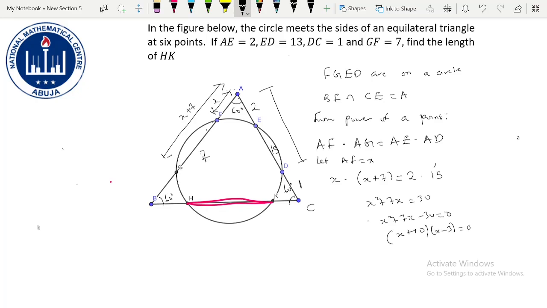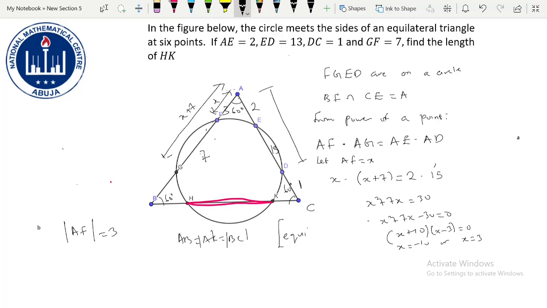You know X is a length, so X is minus 10 or X is 3. But X cannot be negative, so X is 3. So AF is equal to 3, right? So this is 3, this is 10. We know the triangle is equilateral, so 3 plus 7 is 10, and AB has to be equal to AC equal to BC because of the equilateral condition, right?